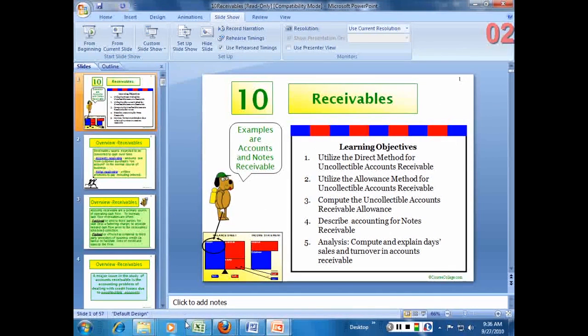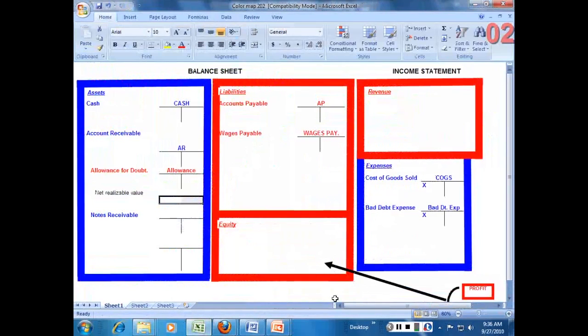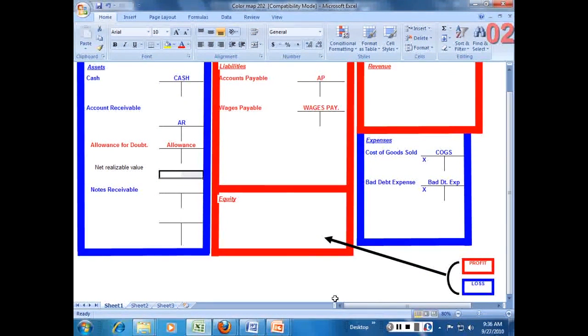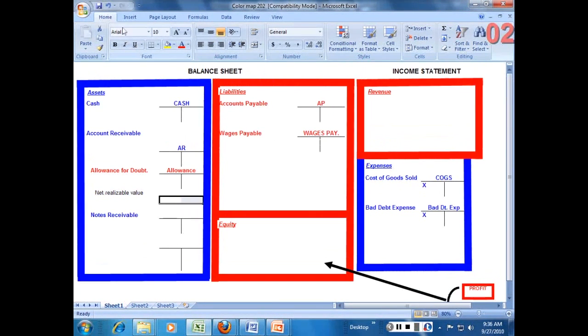Let's go take a peek here. I use a color map, shown here, in an effort to show the accounting system itself in a big picture. It has a place for every one of the accounts, and it helps you dynamically understand how they all work together. So you can see we have a balance sheet, that big blue box over here on the left. That's where we list all the assets of the firm that we're dealing with.